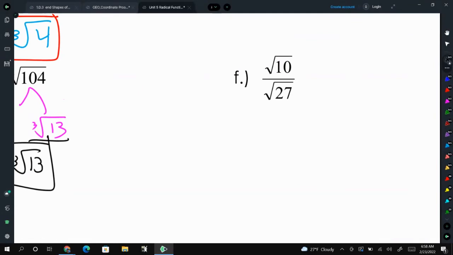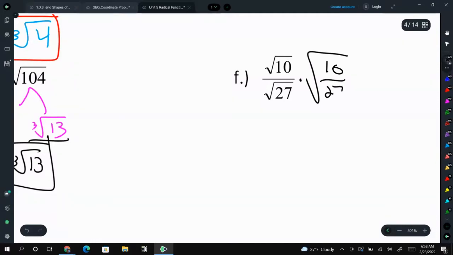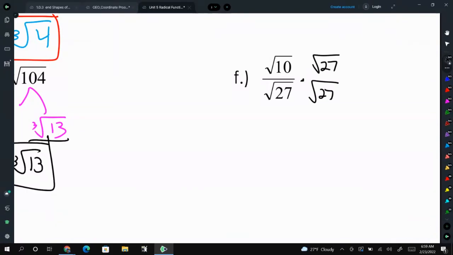Now here we have the square root of 10 over the square root of 27. Now if we were to write this as one square root, and I'm going to have to erase this in a minute, we can't simplify that. 10 divided by 27 is not a whole number. So we're going to have to multiply the top and bottom by the square root of 27. And the reason for that is because we can't have a square root in the denominator.